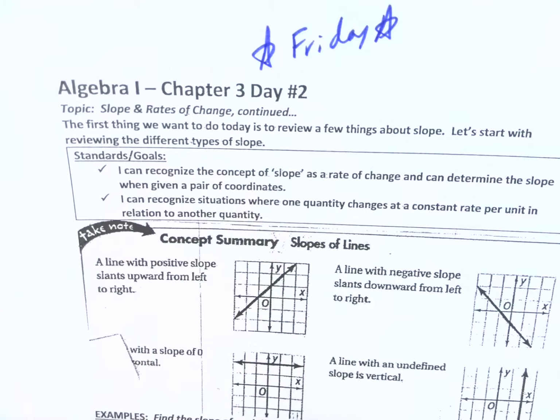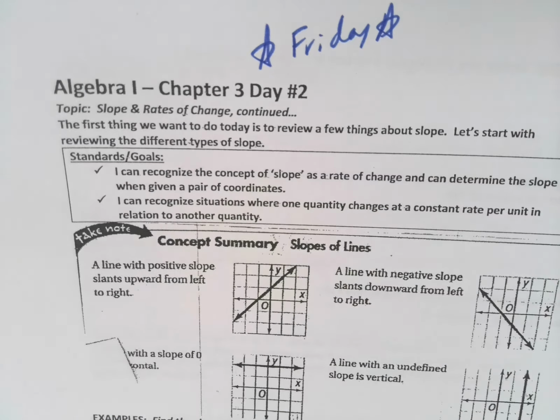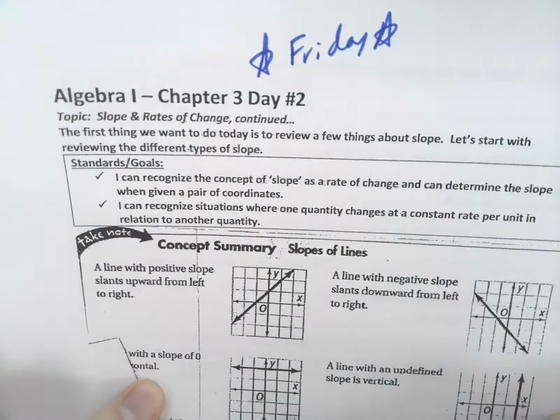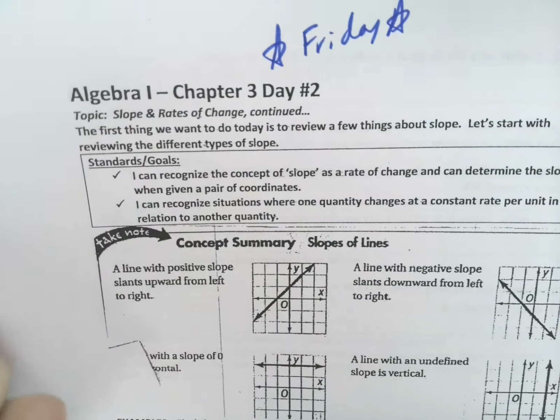And so I know for my third and sixth period, this is going to be a brand new day for you guys. For my fourth and fifth, hopefully we've worked through these together. But if you missed it or you lost your stuff, here's a way for you to get this back.